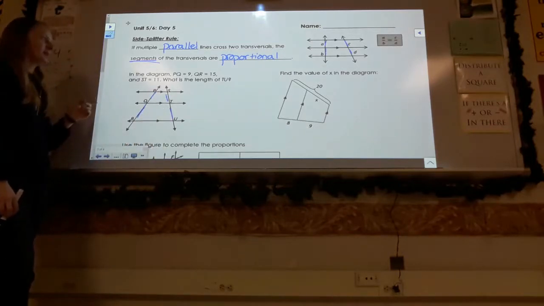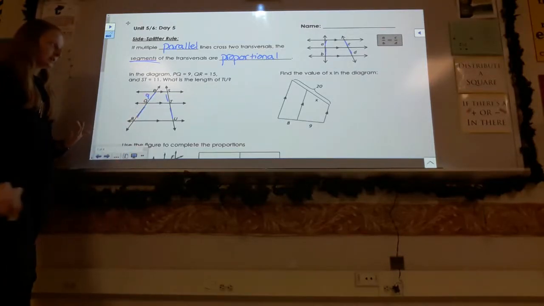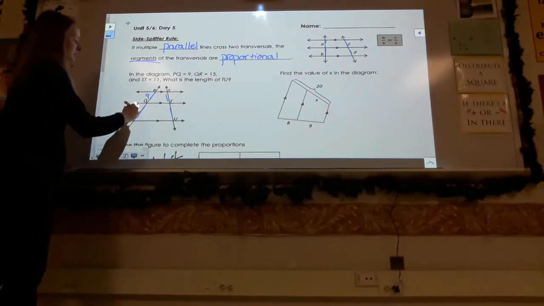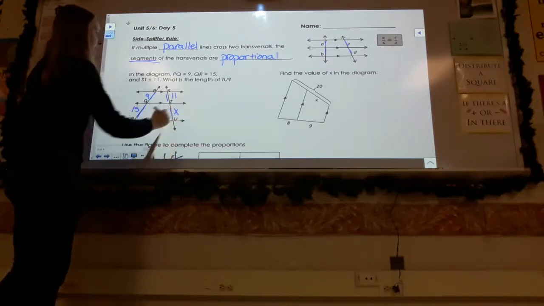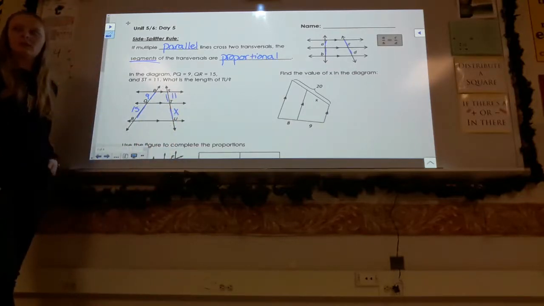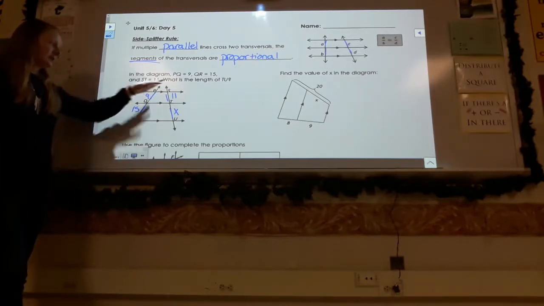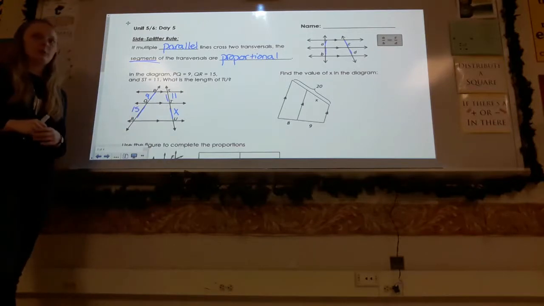Alright, so in this diagram for our example, it gives us numbers instead of putting them in the diagram. We have to write them ourselves. So we know that PQ is 9, QR is 15, and then it says ST is 11. We're trying to find the length of TU. That's what we're trying to find the length of. So how do you think I would do that? If I know that these are parallel, and I know that these sections are proportional, how would I write that proportion?